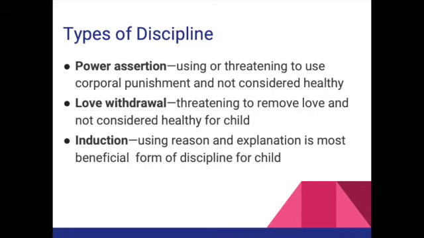Alright, the first type of discipline used is power assertion, which occurs when parents use or threaten to use some form of physical punishment, which we also call corporal punishment, or deny children privileges. Although many parents use these methods, there are some negative long-term effects of power assertion.